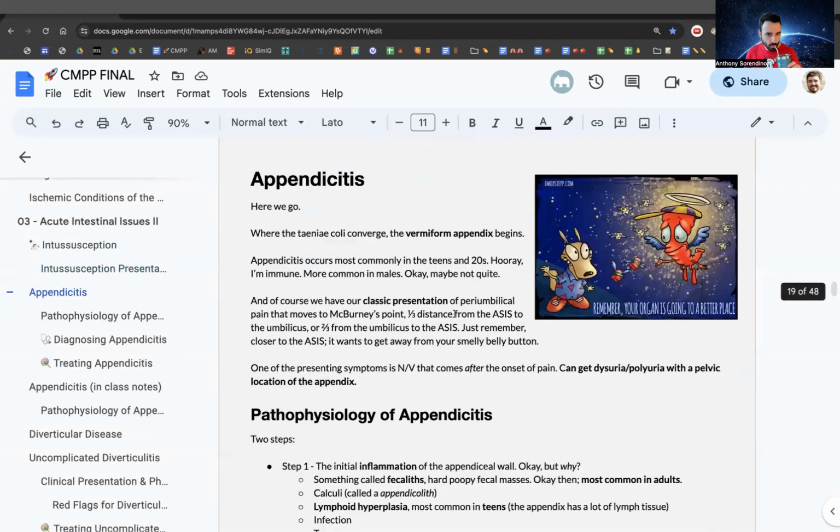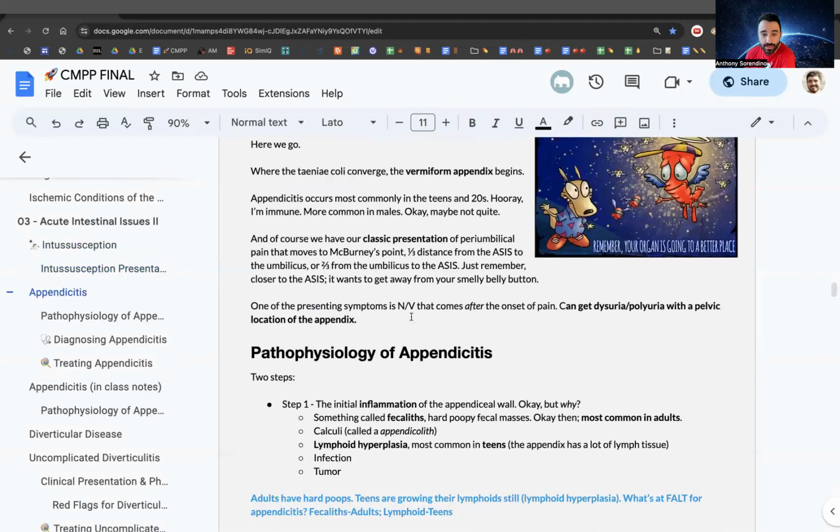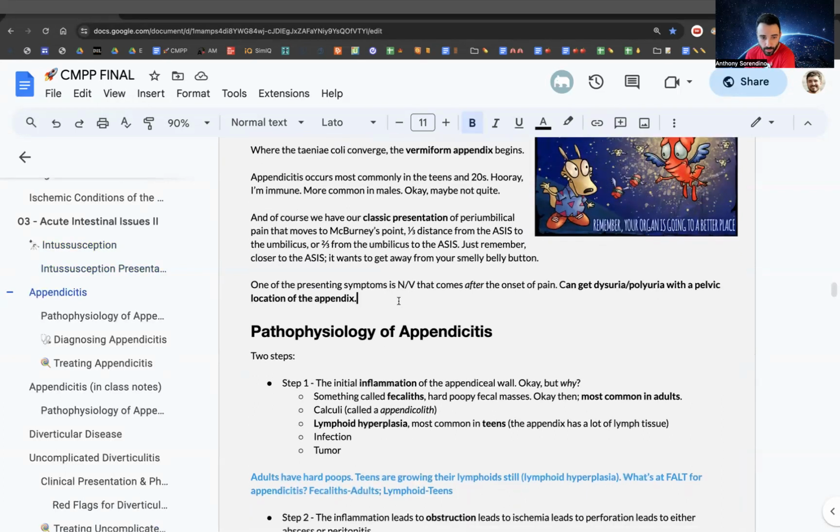Sure. Okay, appendicitis. Where the taeniae coli converge, the vermiform appendix begins. The classic presentation is periumbilical pain that then travels to McBurney's point, which is a third from the ASIS to the umbilicus. You can get dysuria, polyuria with a pelvic location of the appendix. That's interesting. So if a patient presents with this classic presentation and says they're having dysuria, the question is going to ask, what is the most likely location of the appendix? It's going to be pelvic. That's where all of your GU stuff is, in the pelvis, so it makes sense.